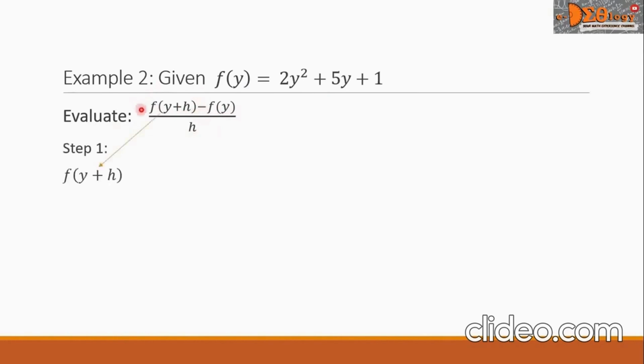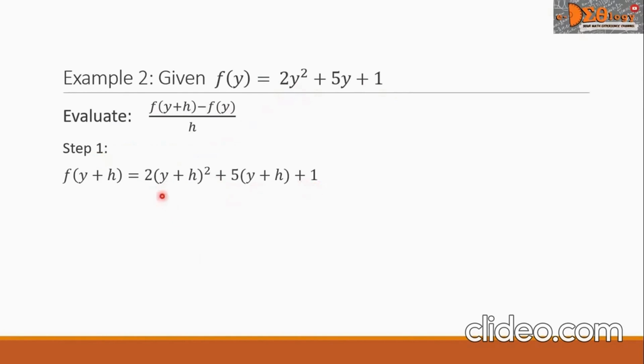Let us simplify this function f of y plus h. It means to say, I'm going to copy the same function here, but every time there is y, I will change that value by y plus h. So you see here, we have 2 times the quantity y plus h, and it is squared, plus 5 times the quantity y plus h plus 1.